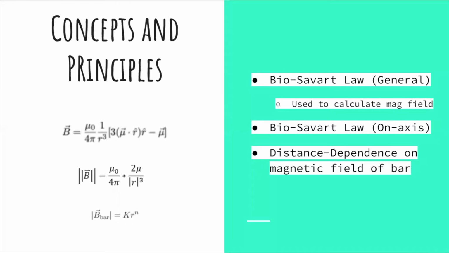For our concepts and principles, we'd be using the Biot-Savart law in general to calculate the magnetic field. This is the first law shown underneath the concepts and principles. We would then be using the on-axis form of this law, and as you can see, it's different as it has 2 mu in the numerator as well. We would then be using the distance dependence formula for the magnetic field of the bar, which is K times R raised to the N.